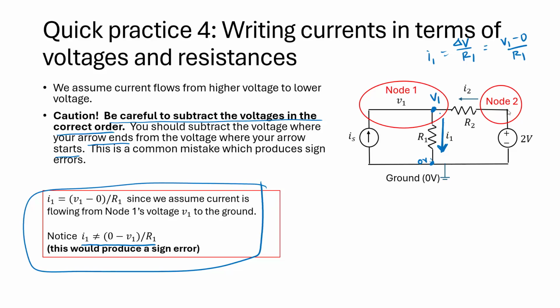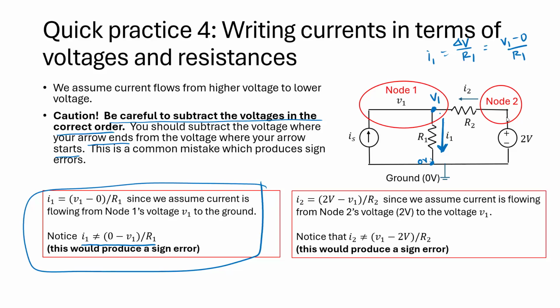One other example, we can consider node 2 in this circuit, and we can see that node 2 is sitting at 2 volts. And so by Ohm's law, the voltage difference between node 2 and V1 would be given by 2 volts minus V1. So we'd say I2 would be equal to our change in voltage over R2, which would have to be our higher voltage of 2 volts minus V1 over R2. And that's exactly what we wrote here.